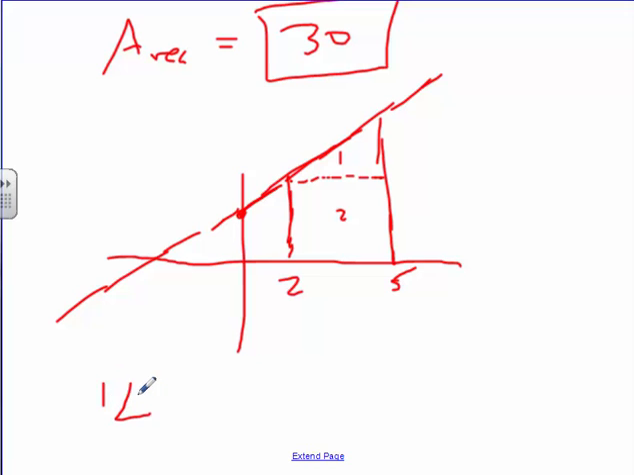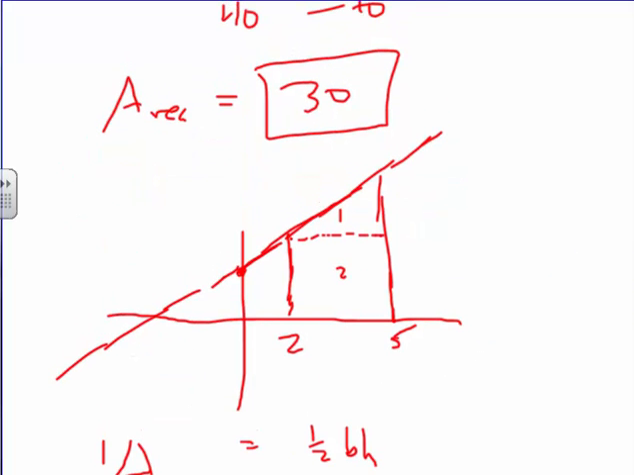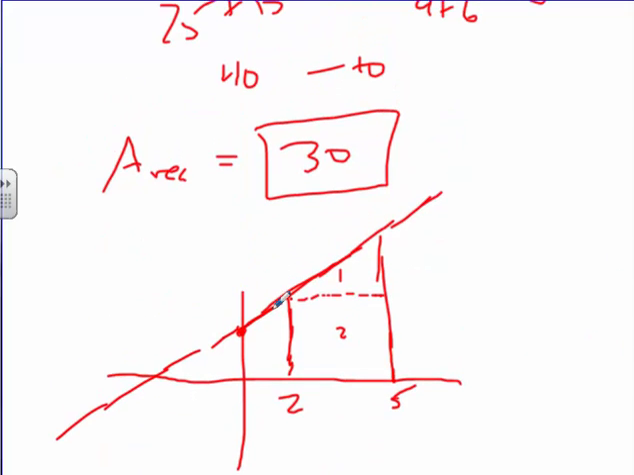So the first one is a triangle. The second one is a square. Your triangle is 1/2 base times height, and your rectangle is length times width. So to figure out the square, that one's easy. The length is going to be 3, because that's how far it is from 2 to 5. I do need to figure out how tall it is, which means I just need to know what this value is right here. And very similar to last day, I just need to know what f of 2 is. F of 2 is how tall this guy is.